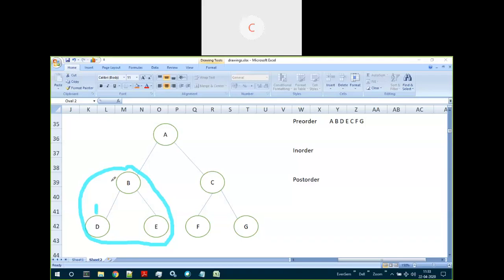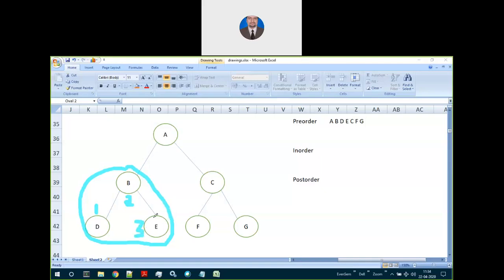Now, since I am in the subtree here, I have visited the left. Since it is in-order, I should be visiting the parent here. Who is the parent of this subtree? It is B. So I should be visiting B in the second stage. Then the third one should be the right of B. The right of B is E. So I am visiting E in the third case.